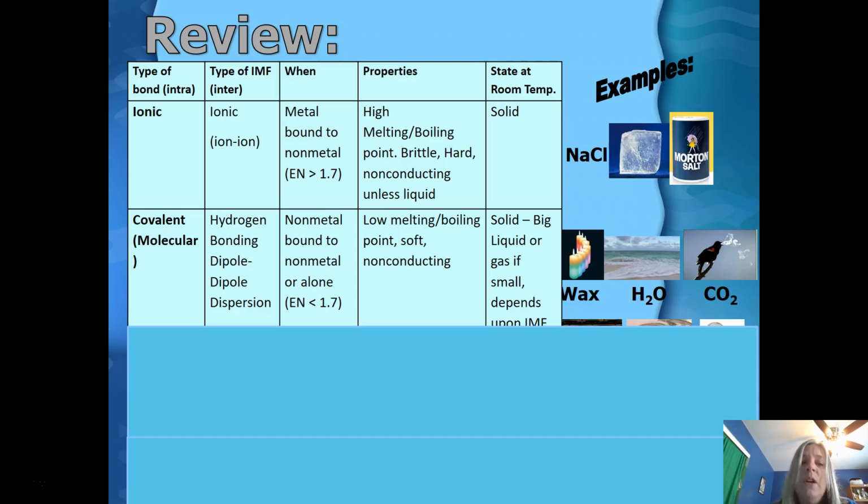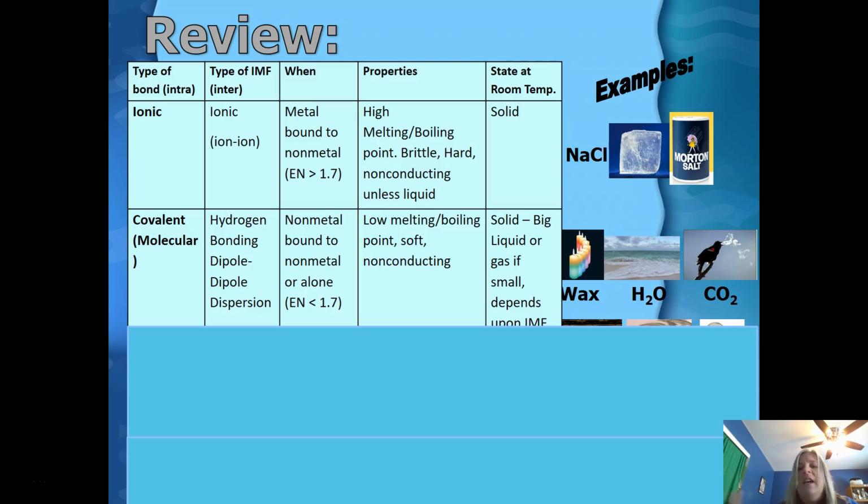Dipole-dipole occurred in our polar molecules. So that was when we had an electronegativity difference between 0.5 and 1.7. And dispersion forces occur in nonpolar molecules. So those are the ones that have electronegativity differences that are less than 0.5. From a property standpoint, covalent molecules have relatively low melting and boiling points, so much lower than ionic substances. They're also soft and they never conduct electricity. Now, when I say soft, what do I mean by that? Because an example I have in the picture there is wax.